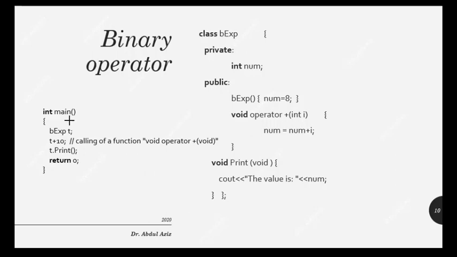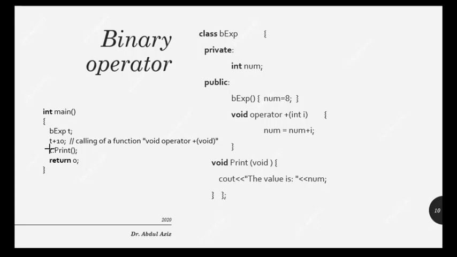Then we have a print function that will simply print the value on my screen. Similarly, we have created main, and in the main we are going to create an object of my binary example, that is t, and now look, I'm calling t plus 10. So now I'm going to pass two objects or two operands. First operand is t and the second operand is 10, and you can see that I have written t plus 10.